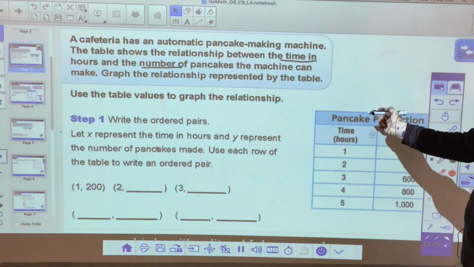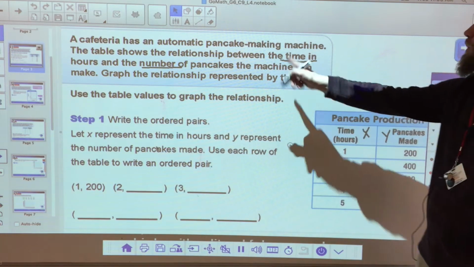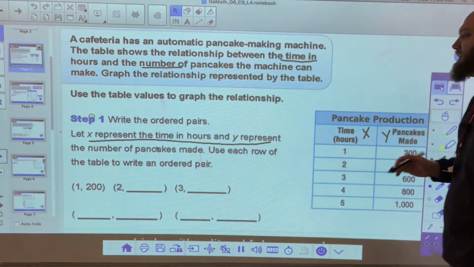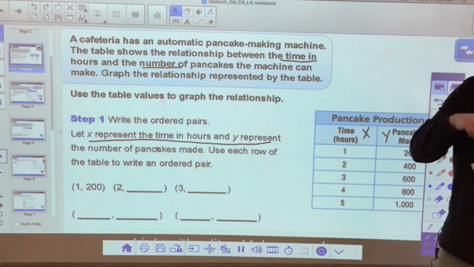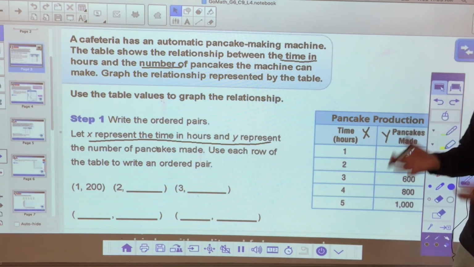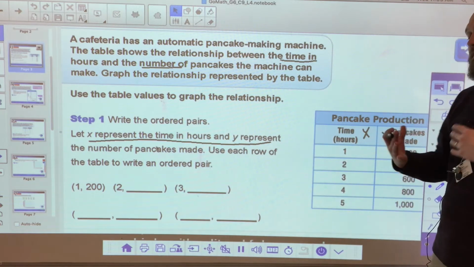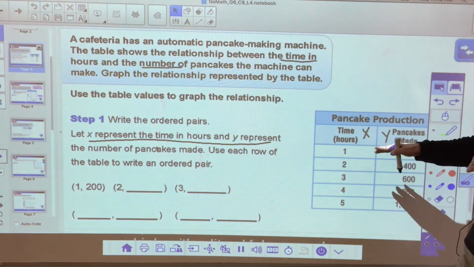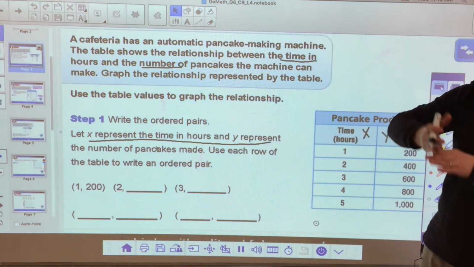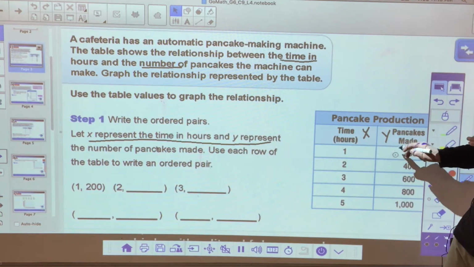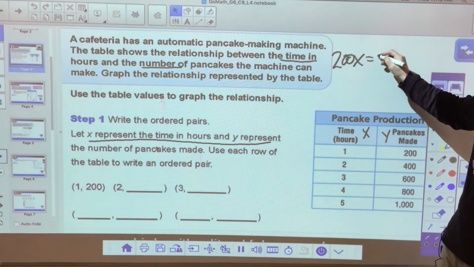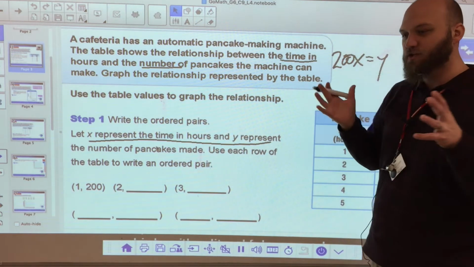So we have time in hours. That's going to be our x and pancakes y, right? So if I were looking at that, let x represent time in hours and y represent the number of pancakes. This is dependent and independent variables, right? So our dependent variable, the number of pancakes made, depends on the number of hours that I'm making pancakes. Well, looking at them as x and y, I can make them into coordinate pairs. So over here I have 1 hour to 200 pancakes. So there's my relationship. So I have x times 200 equals y. So now I've made that into an equation.